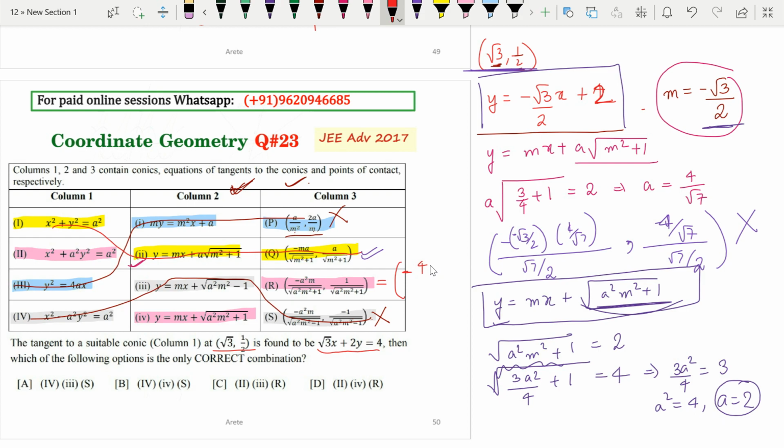I'm getting a is 2. That's 4 times root 3 by 2. And what is this whole value, under root a square m square plus 1? We said that it is 2, right? So I'm going to write 2. You see, I'm getting root 3. So m is minus root 3 by 2, and this is half. So definitely what I'm getting is root 3 and half. So this is the correct option. We could have easily checked earlier also. 2, 4 and r. So 2, 4 and r, that's option D, which is correct.